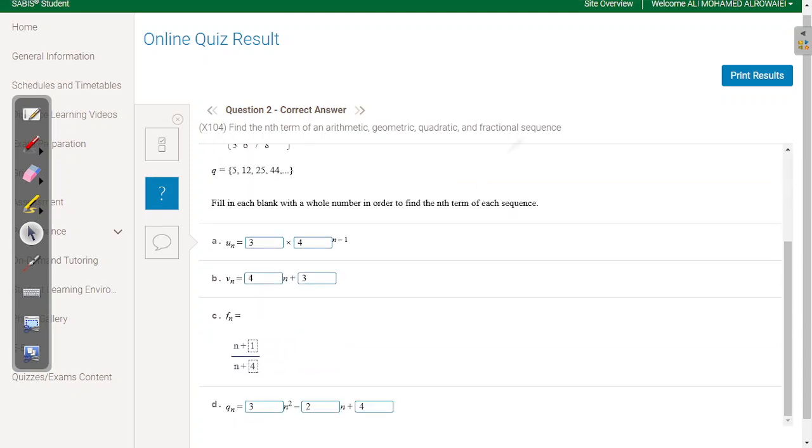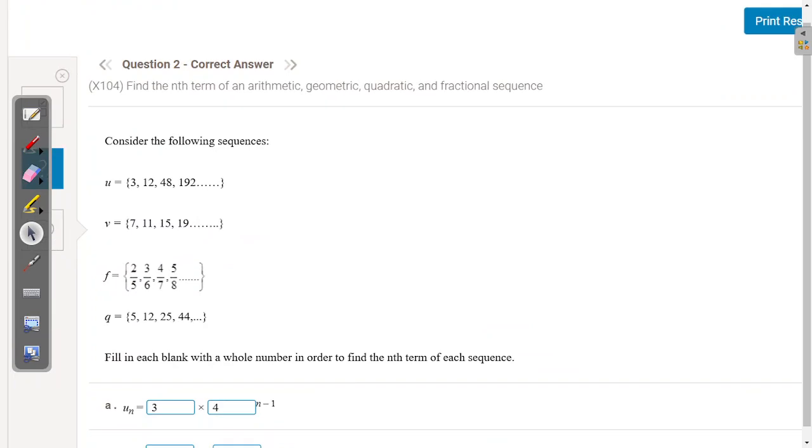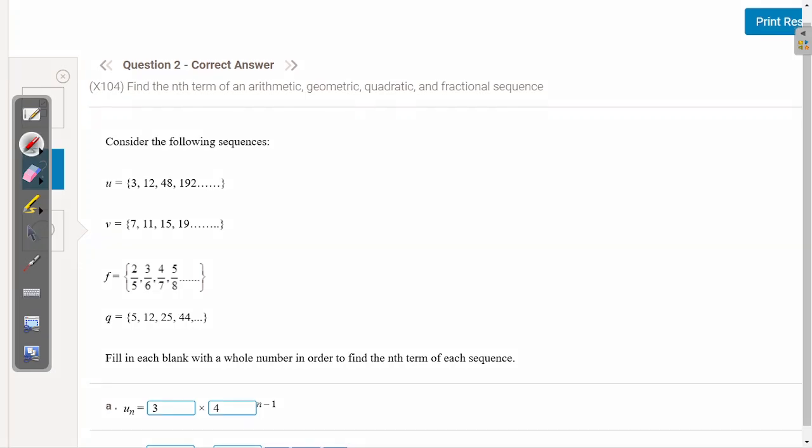Okay, here they give you some sequences and they want you to find their equations or the general form. Okay, let's start with U. U starts with 3, then 12, then 48, then 192. You can see that the common pattern is it keeps getting multiplied by 4. So this is a geometric sequence because you keep multiplying by the same number.